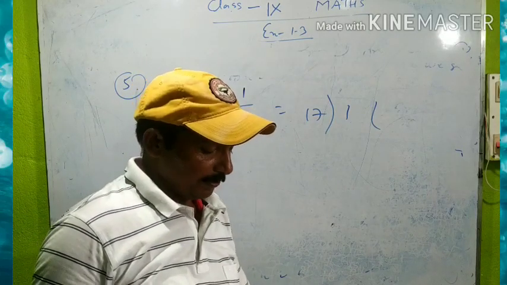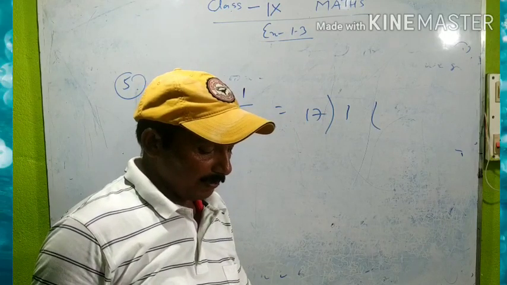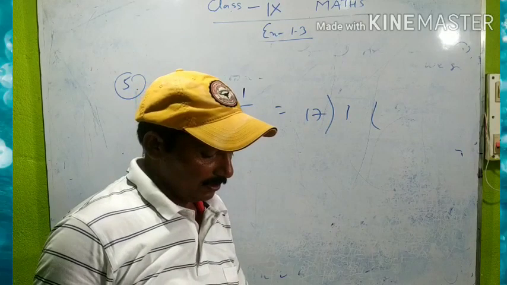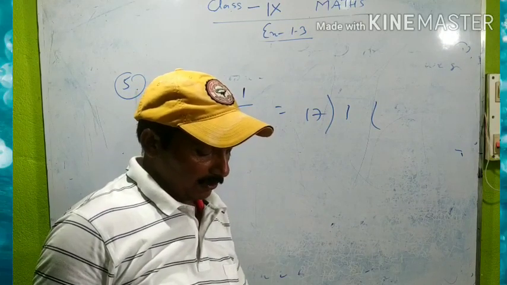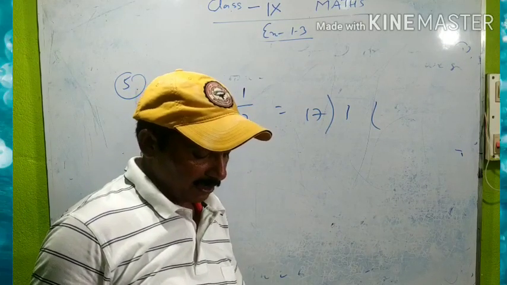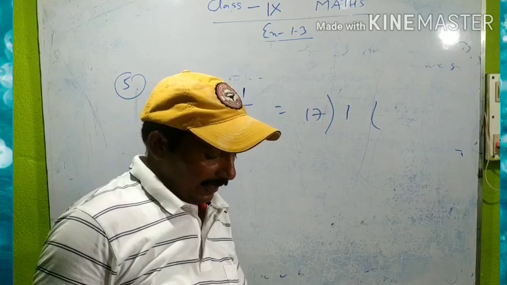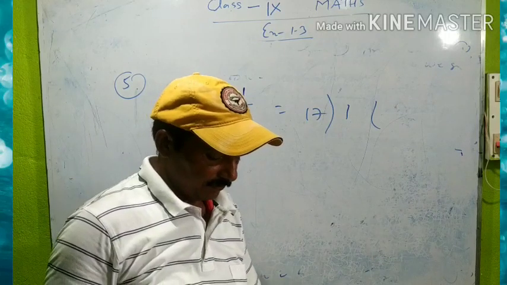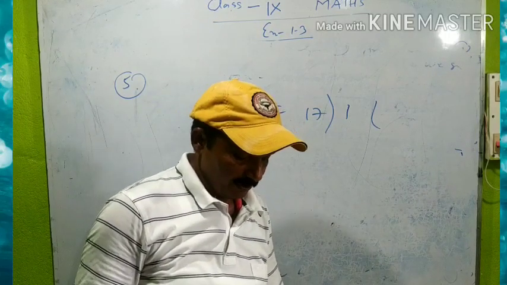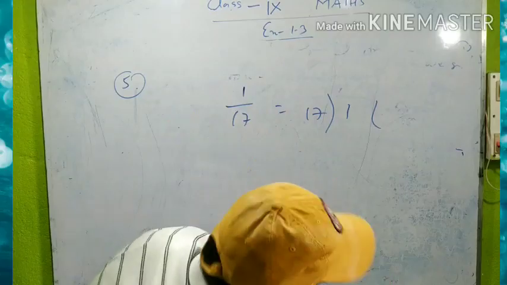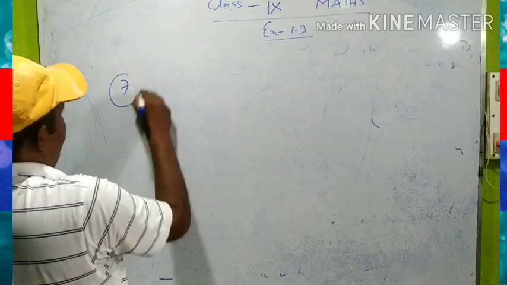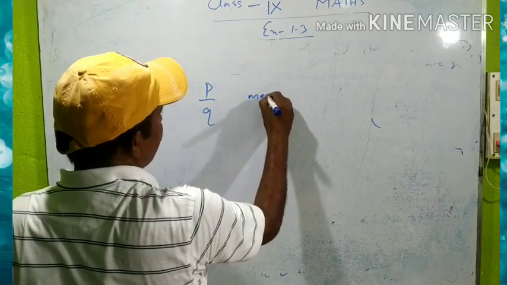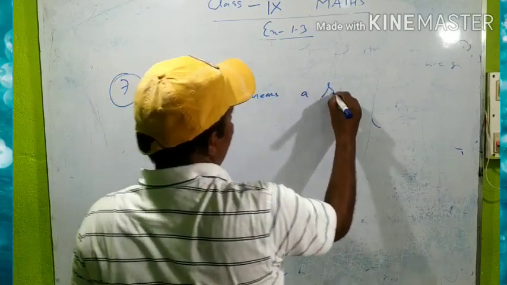Question number 7. Look at several examples of rational numbers in the form P by Q, where P and Q are integers with no common factor other than 1, having terminating decimal expansion. Can you guess what property Q must satisfy? P by Q means a rational number.